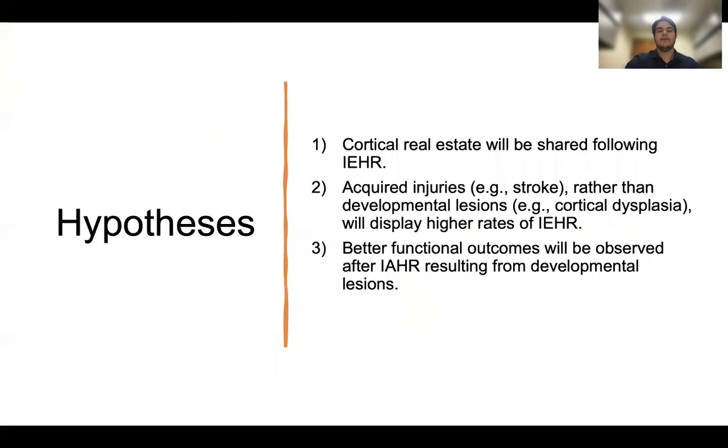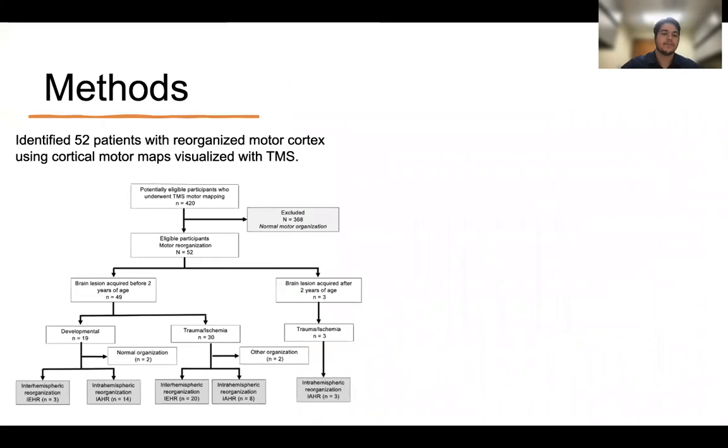With this in mind, we had three hypotheses. The first being that cortical real estate would be shared following interhemispheric reorganization. The second being that acquired injuries would be more likely to cause interhemispheric reorganization than developmental lesions. And the third being that better functional outcomes would be associated with intrahemispheric reorganization and developmental lesions.